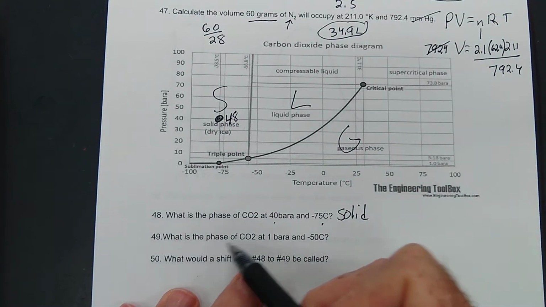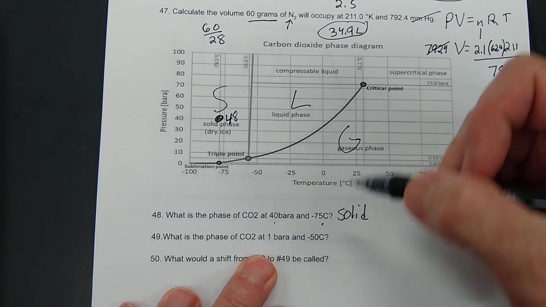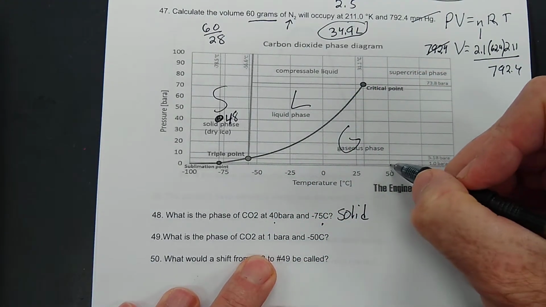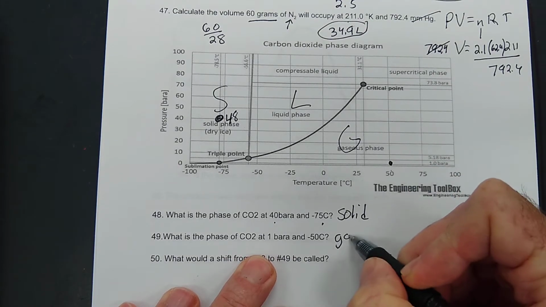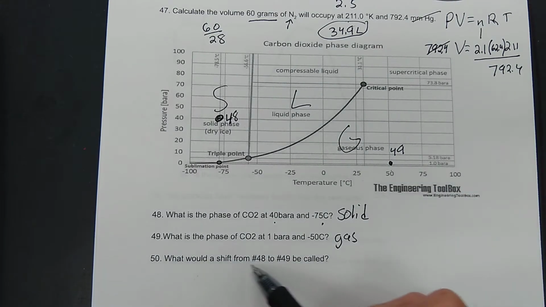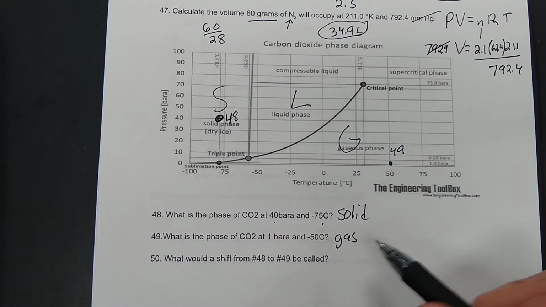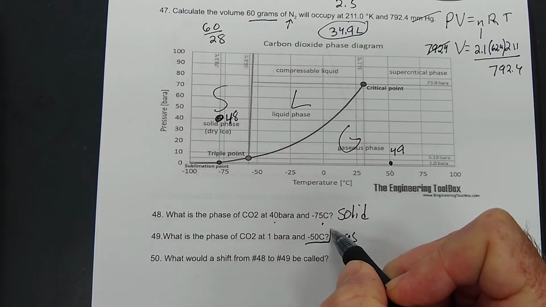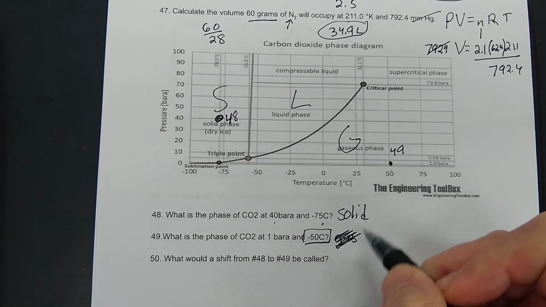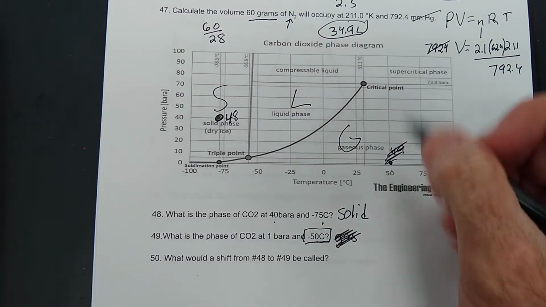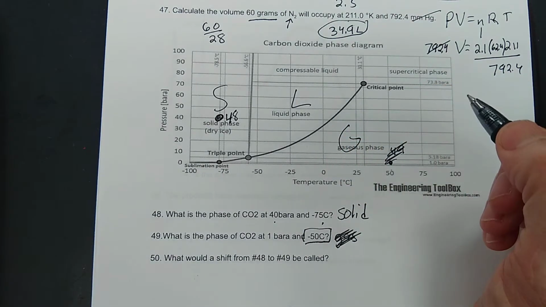I'll ask you, what phase is at 1 bar and 50 degrees? 50 degrees and 1 bar. Oh, that'd be really low. That'd be a gas. So number 49 is a gas. Now, what would a shift from number 48 to 49 be? Well, it would actually, that's a bad question. I'm sorry. Oh, this is negative 50, y'all. Negative 50. Let me go back. Negative 50. Still the same thing. Still 1 bar and negative 50.